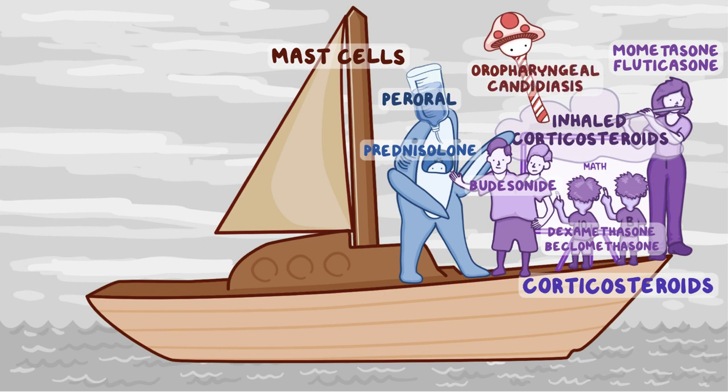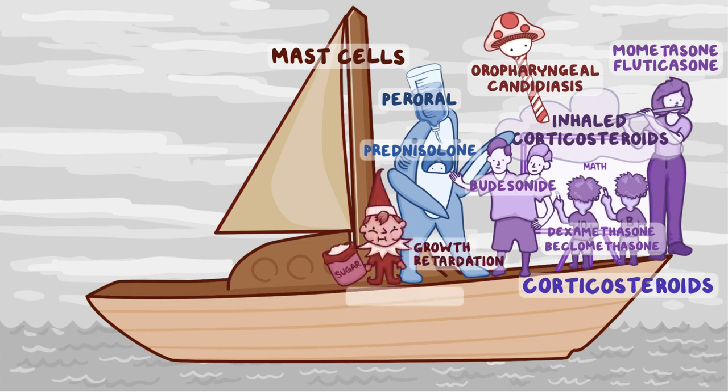For systemic side effects, we have a tiny elf for growth retardation, and he's eating handfuls of sugar for hyperglycemia. This makes him kind of fat, representing weight gain, and he bumps into things a lot, so he's got a black eye to represent easy bruising.